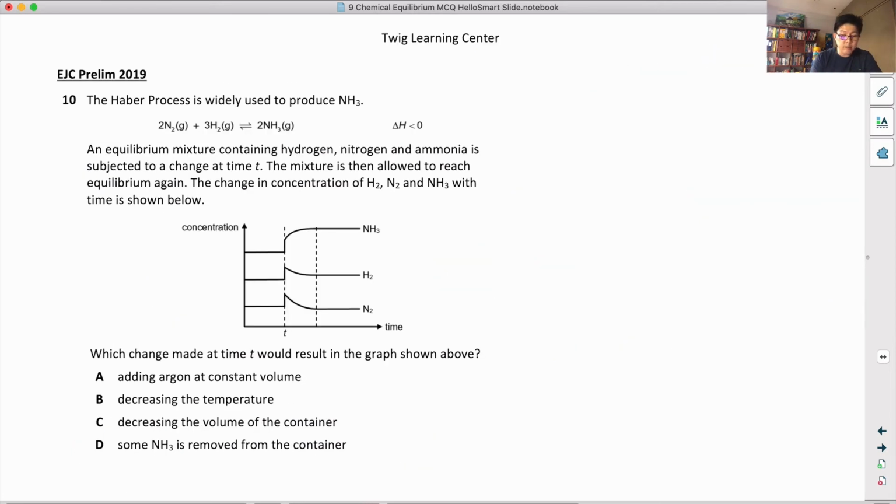Okay, let's look at question 10. So this is the Haber process. A change at time t would result in the graph shown. You notice there's a spike for all of them. Everything goes up. So how does the concentration of everything go up? What you can do is decrease the volume. Because concentration is moles over volume, if you decrease the volume, the concentration will increase for all the gases in there. So this one should be just C straight away. I can see it immediately.